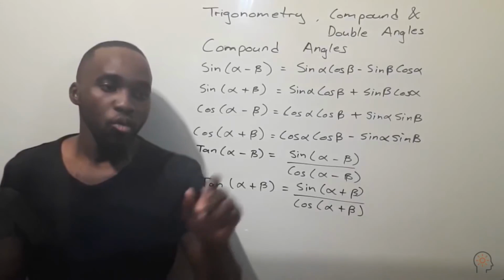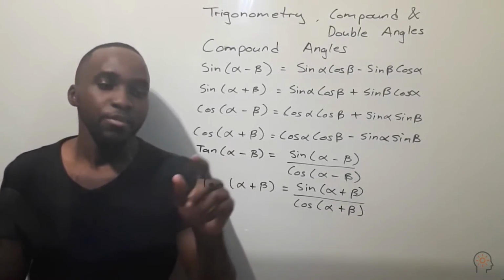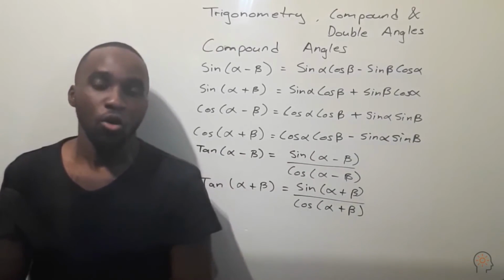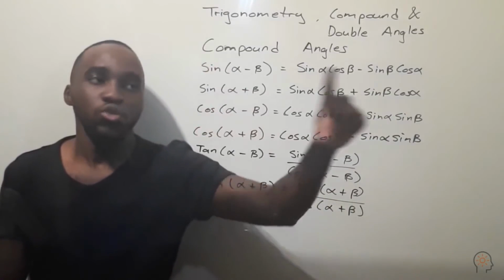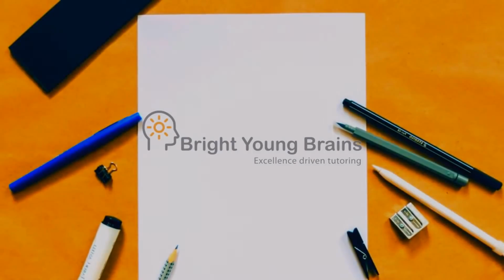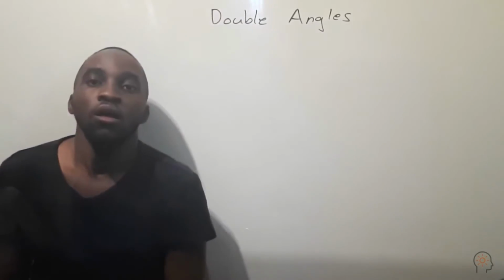We said these you won't get on your formula sheet. However, the idea is to always remember that anytime you're dealing with tan, you will always be able to split it up into sine over cos. And remember, these individually can be expanded using your compound angles. Okay.